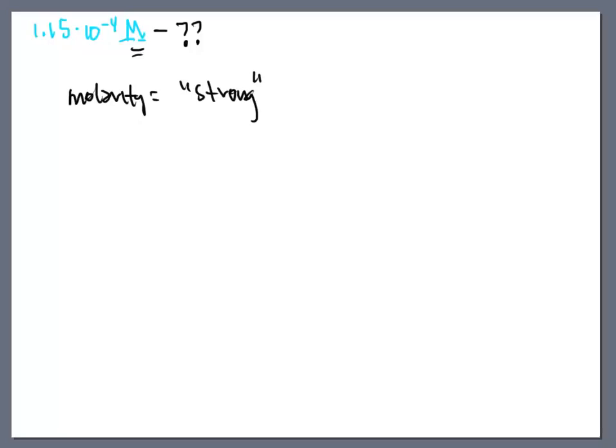So there's an equation that we use to calculate how strong things are. Molarity is equal to moles divided by liter. Okay, so some of you might have a question what a mole is. Well, a mole is just another unit for amount.